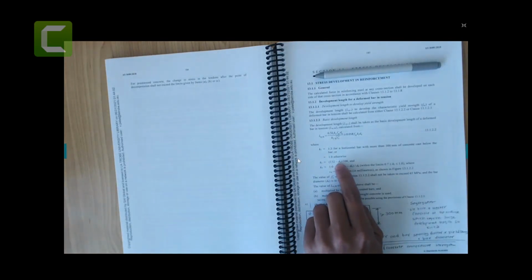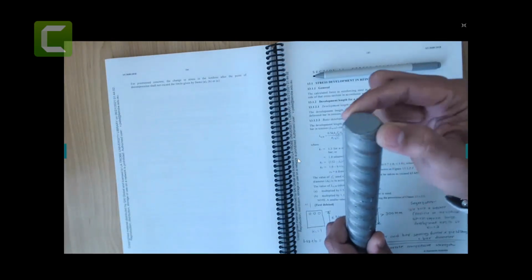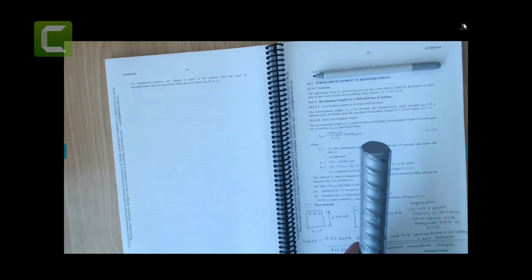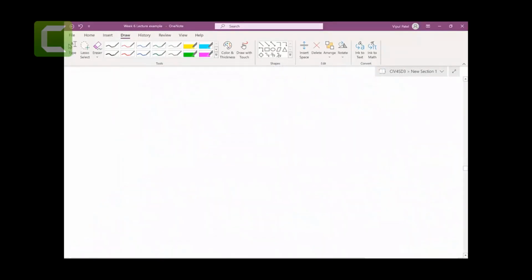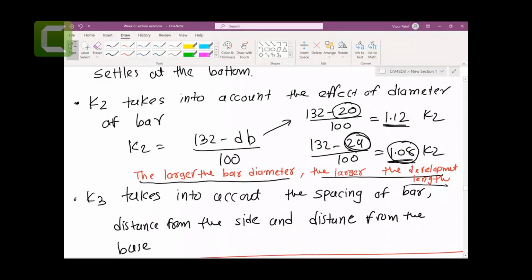is about the diameter, db. 1.32 minus db over 100. What is db? What does db mean? It is the diameter of your rebar. So basically the diameter of your rebar. I think I put the notes there that mathematically I prove that K1, K3. Here you go. So if you use 20 millimeter diameter, you get K2 of 1.12. And if you use 24 millimeter diameter, you get 1.02. So as you increase the diameter, you are reducing the K2, right? That's what is happening, right?